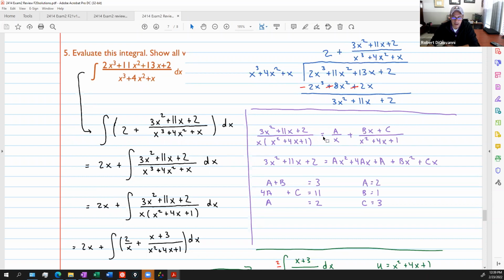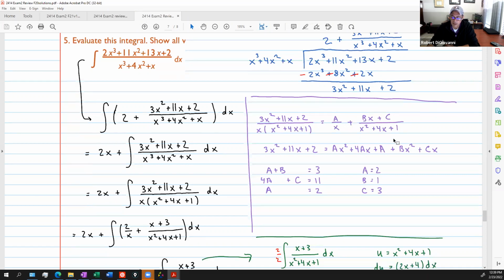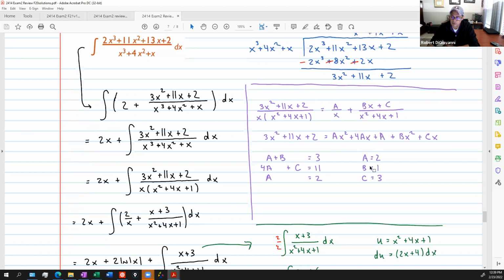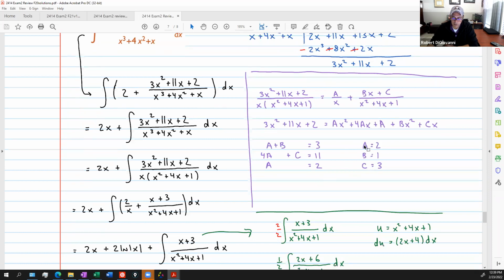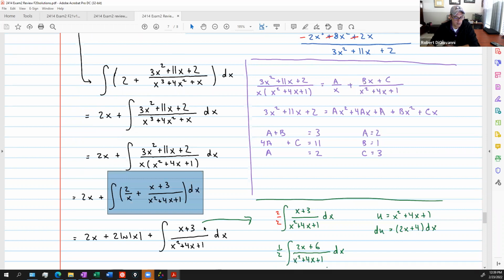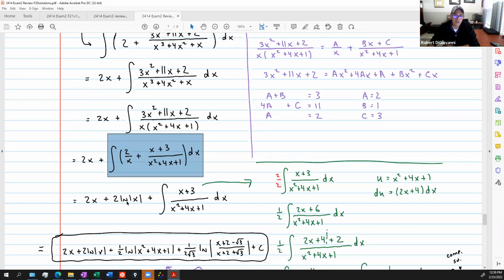So you have a linear factor, A over x, plus this is an irreducible quadratic, so you have to put a linear over it. Then you do your little game, you get your numbers, okay? Once you have your numbers, you rewrite the integral. You replace the A, the B, and the C with these numbers, and you get this integral right here. The 2 over x, easy. This one, linear over irreducible quadratic.